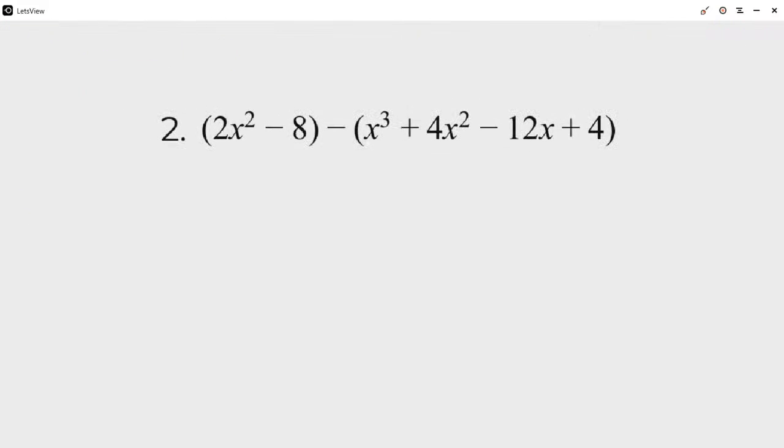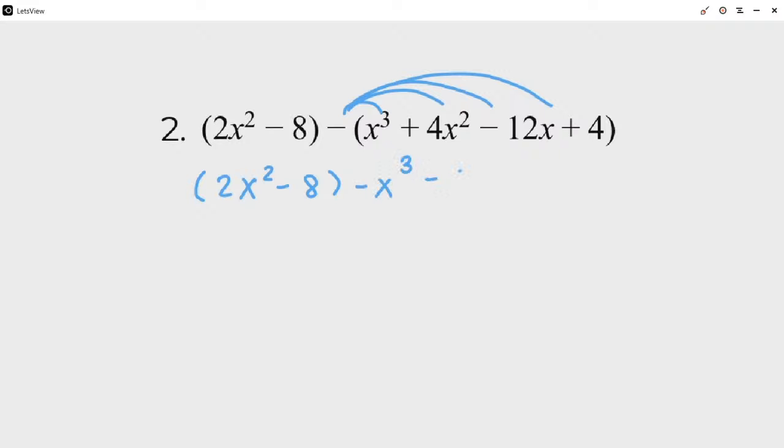Then to subtract, the first step would be to distribute the negative. So the first part stays the same. And we can rewrite this as negative x cubed minus 4x squared plus 12x minus 4. And then we're going to do the same thing of combining like terms. So the highest power is the third power, and there's only one of them.